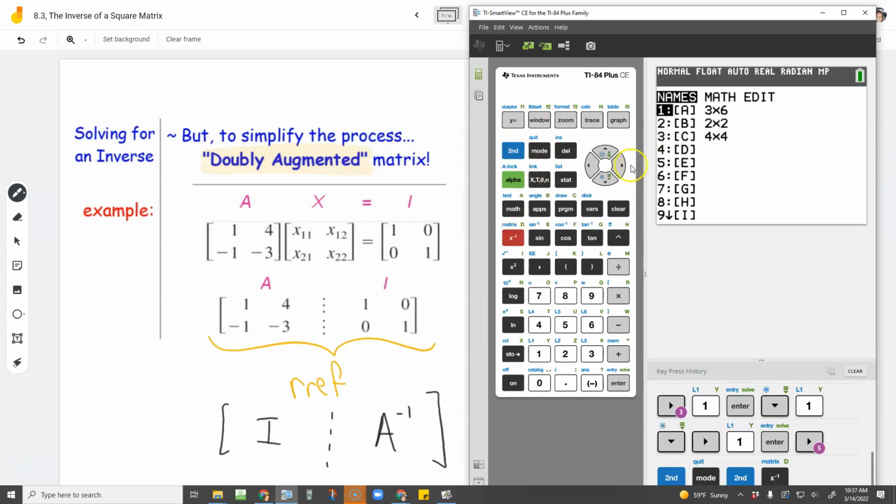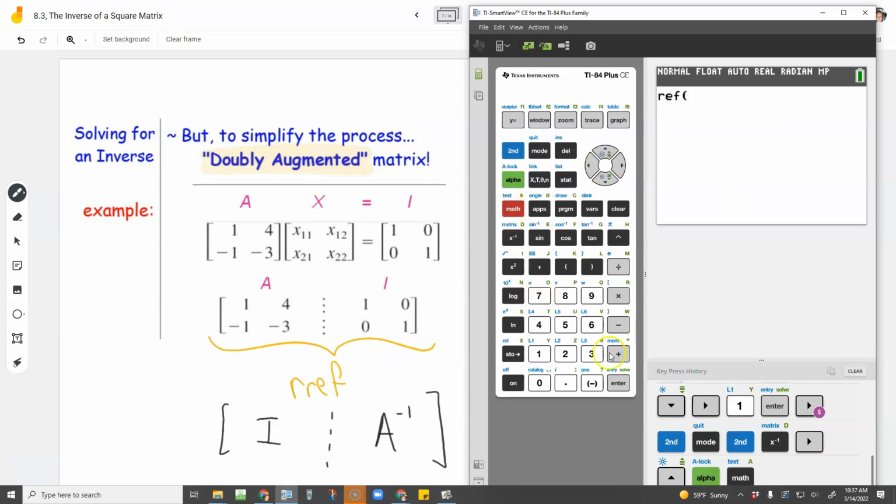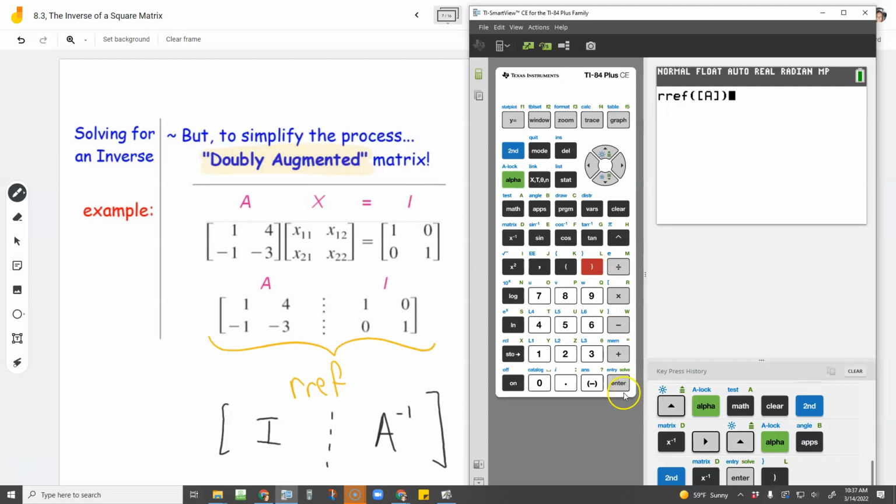Second matrix. And then A. Or do you guys just do alpha A? That works. No, wrong one! Oh, sad day. I must have hit the wrong one. It's B. I want RREF of the second matrix. If it's invertible, it will break down the one and build up the other.